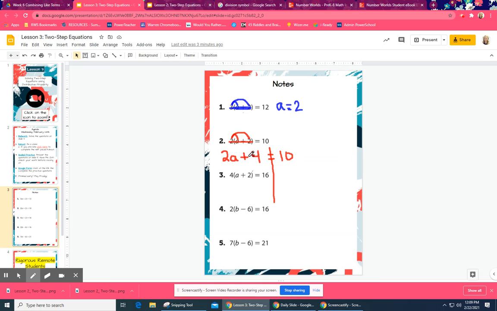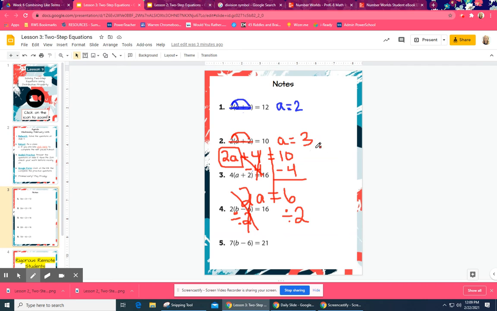You'll start on the side with the variable, but you'll start with the number not attached to the variable, which is the 4. The inverse of adding 4 is to subtract it. Do it to both sides. 10 minus 4 equals 6. I still have this chunk left, so I'll rewrite it. My new problem is 2 times a equals 6, and the inverse of multiplying by 2 is to divide by 2. I have now isolated the variable, and 6 divided by 2 equals 3.